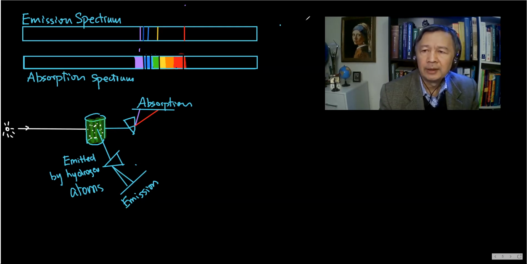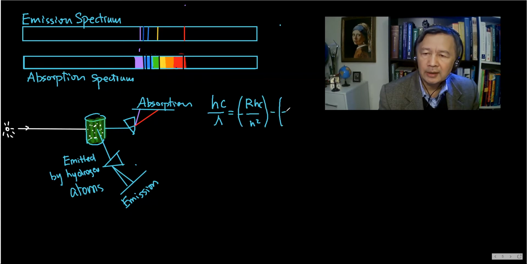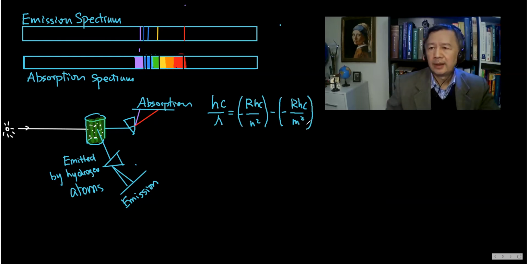So the objective is to explain this. Let's multiply: this is hc divided by lambda equal to R. Let's rewrite this formula as Rhc. We need to know that this formula, Rhc divided by lambda, is equal to the change of these two terms: negative Rhc over n squared, minus negative Rhc over m squared. So this is the modified Rydberg equation.